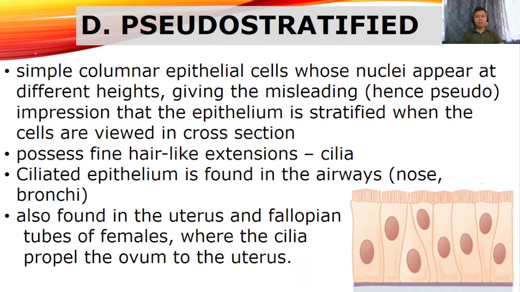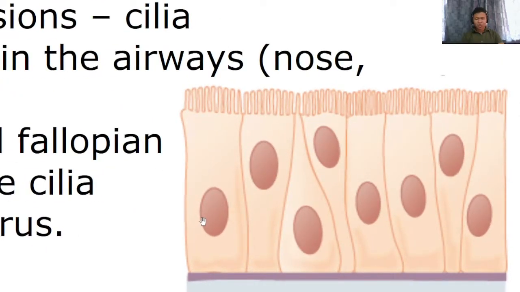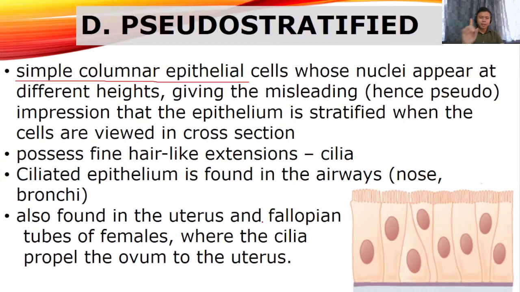So pseudostratified epithelial tissue is a simple columnar epithelial cell, meaning to say its structure is having an elongated, tall structure, but its arrangement is quite irregular, as the nuclei are arranged in an irregular fashion. Now, this provides a misleading impression, which gives the word pseudo. Okay, it's a false multi-layered tissue.